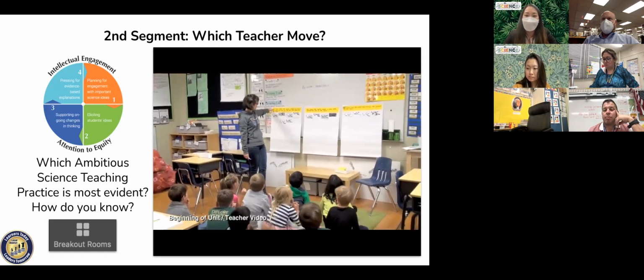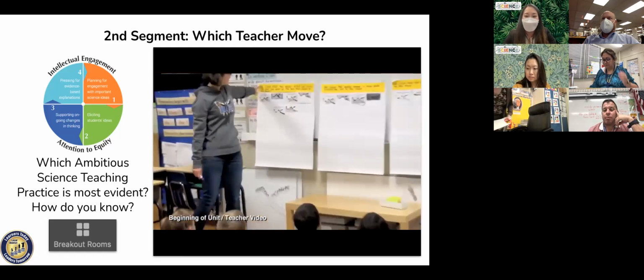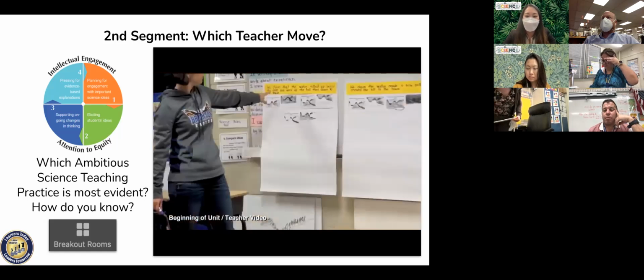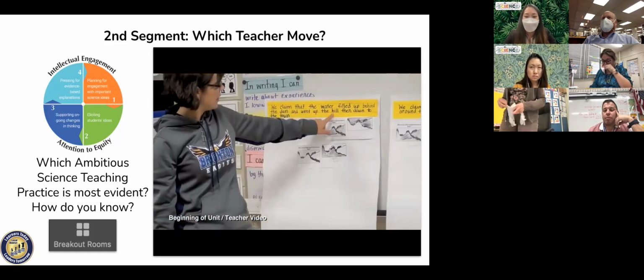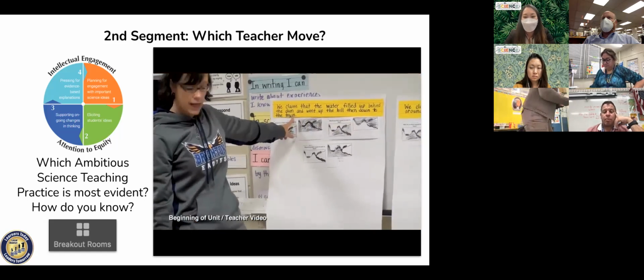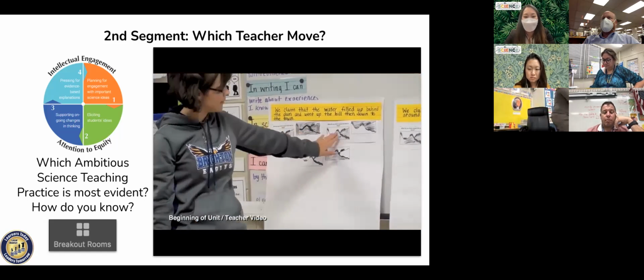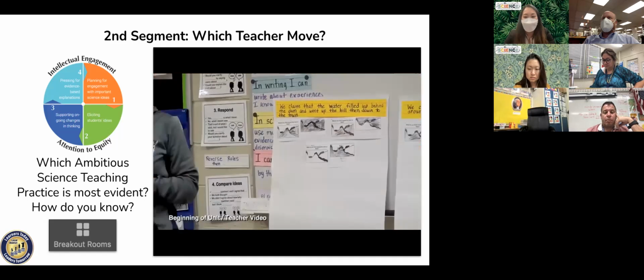So one of the claims we have is, it says, we claim that the water filled up behind the dam and went up the hill and then down to the town. And so I have made copies of the models that showed that idea.